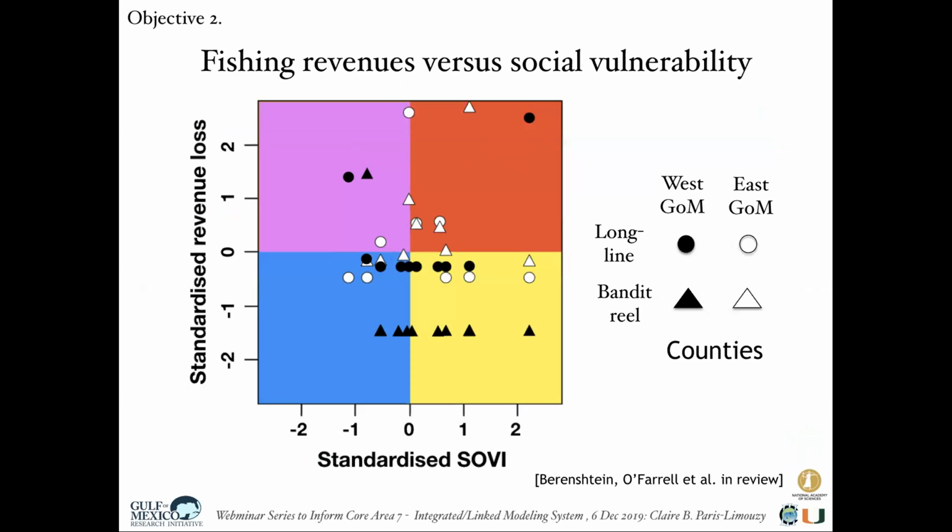So the counties falling within the blue, in the lower left quadrant, are those that suffer relatively little revenue losses and are of low social vulnerability, and therefore may be considered of the lowest concern. Counties in the red, in the upper right quadrant, are those that suffer relatively high revenue losses and are also of high social vulnerability and are thus of the highest concern. Yellow and magenta quadrants represent high SoVI plus low revenue loss and low SoVI plus high revenue loss, respectively.